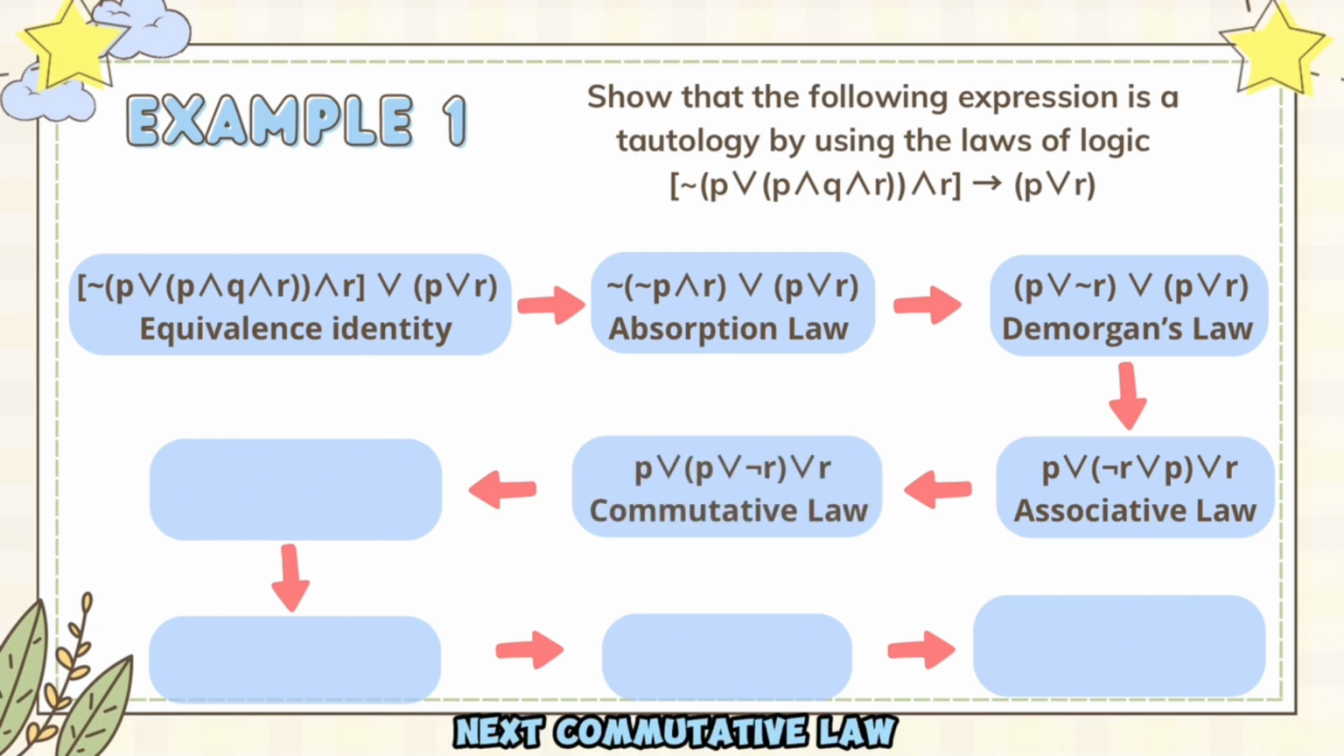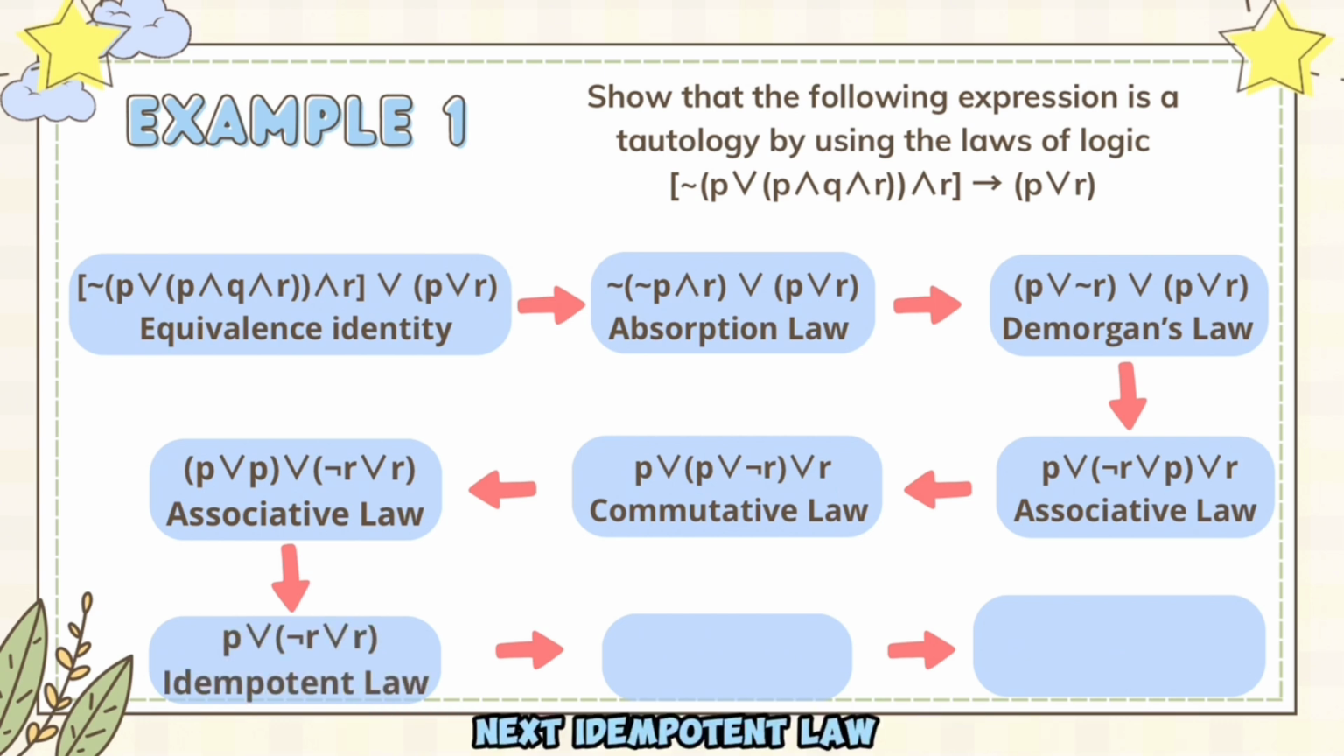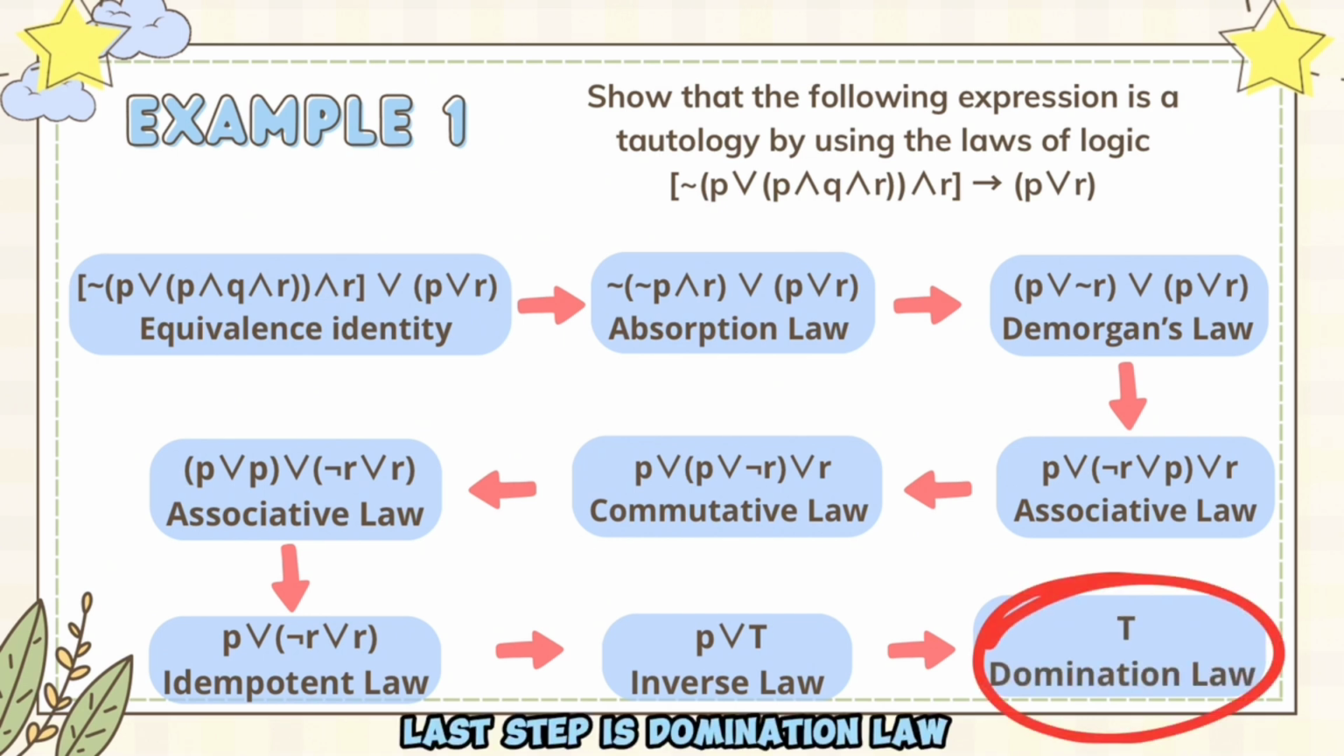Next, commutative law. We change the position between R and P. Next, associative law again. We change the position of the brackets. Next, idempotent law. We simplify P or P equals P. Next, inverse law. We simplify negation R or R equals T, which is tautology. Last step is domination law. We simplify P or T equals T, tautology. So that's the final answer for example 1.